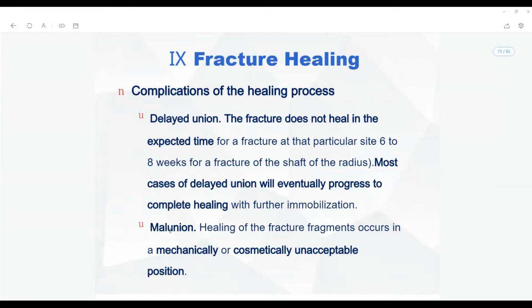Then malunion is when the fracture has completely healed and settled in a mechanically and cosmetically unacceptable position, causing limb deformity. That is called malunion.